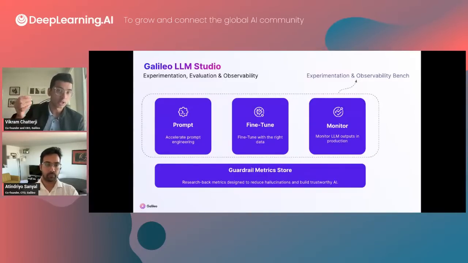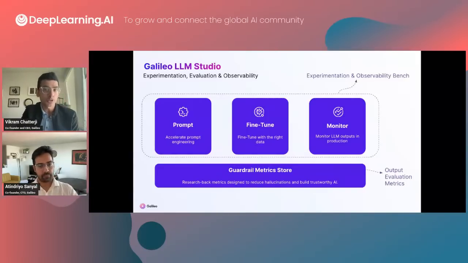We built out what we call the Guardrails metric store, which has a bunch of research-backed metrics, which we have designed, a lot of them within Galileo, but a lot of them have been built on top of open source metrics as well, so that you can reduce hallucinations and build trustworthy LLM applications. But these guardrail metrics are super important from an output evaluation perspective. So let's dive deeper into that for a second.